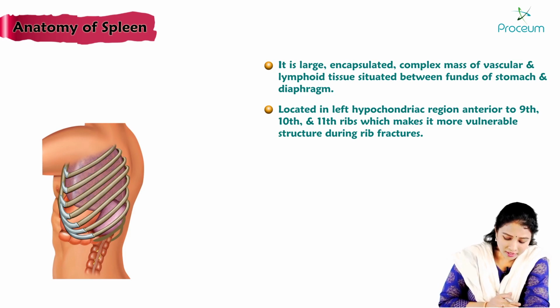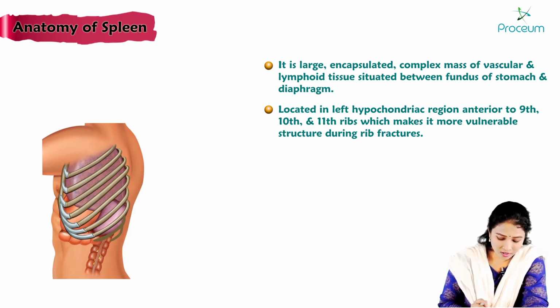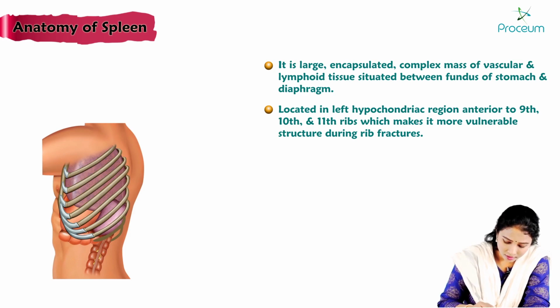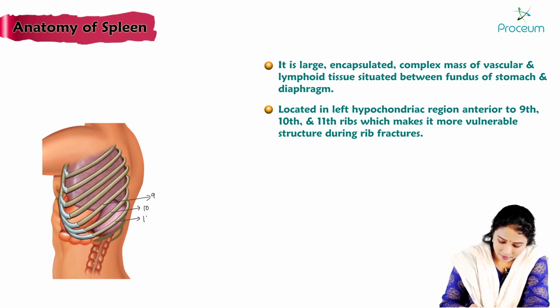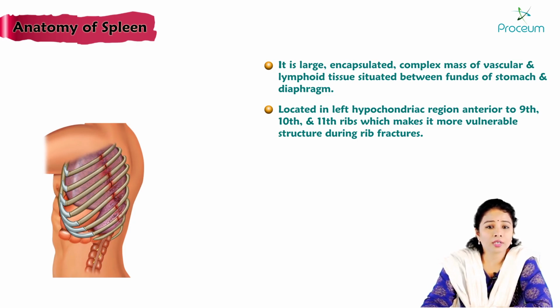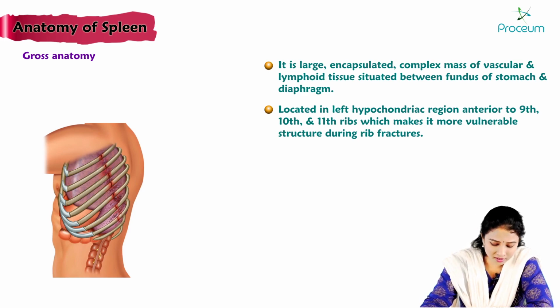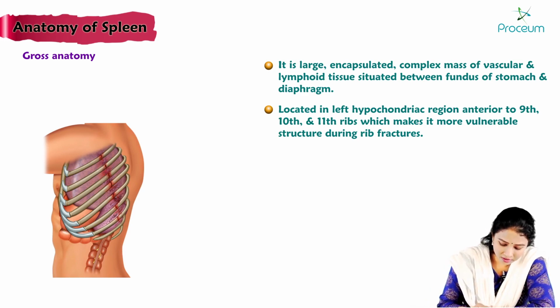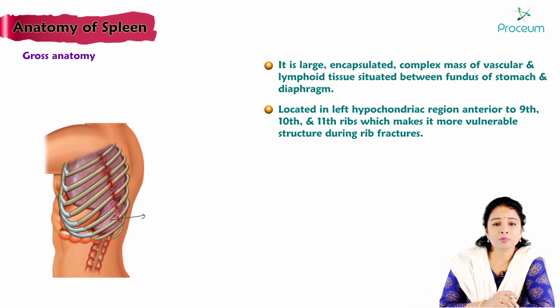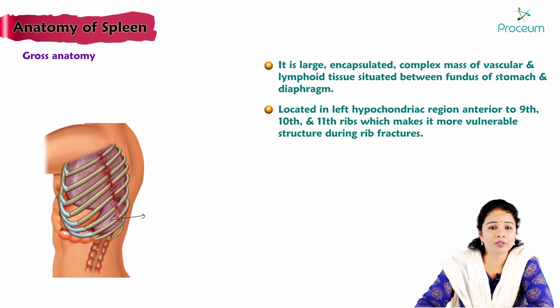So here is the lateral view of the thoracic and abdomen region, showing 9th, 10th and 11th ribs covering the spleen. We know the spleen is located in the left hypochondriac region anterior to 9th, 10th, 11th ribs, which makes it a more vulnerable structure during rib fractures. So if there are rib fractures, the spleen becomes more vulnerable.